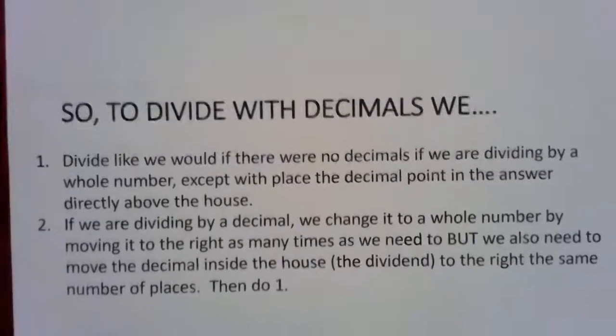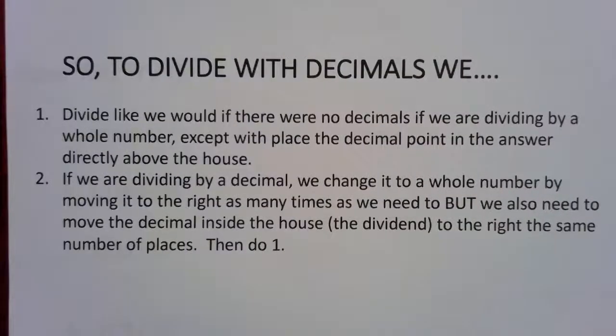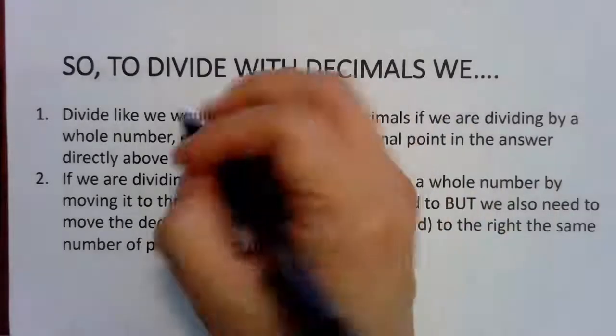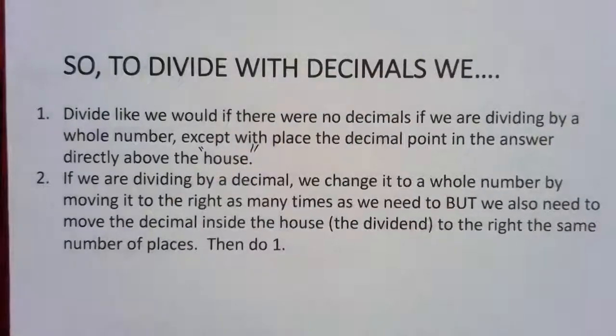So what can we conclude about dividing with decimals? To divide with decimals, we basically divide as if there were no decimals, if we were dividing by a whole number, except that we keep the decimal place directly above the house. If we're dividing by a decimal, we need to change it to a whole number by moving it to the right as many times as we need to, but we also need to move the decimal inside the house, the dividend, to the right the same number of places, and then we divide as in step 1.